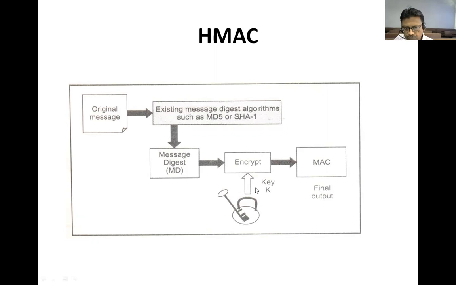And how does it work? Whatever our original message is, first of all, we apply a message digest algorithm such as MD5 or SHA1 to get the message digest of the original message. And then instead of encrypting the message, we encrypt the message digest of the message with the help of a key so that we will be able to get the MAC.